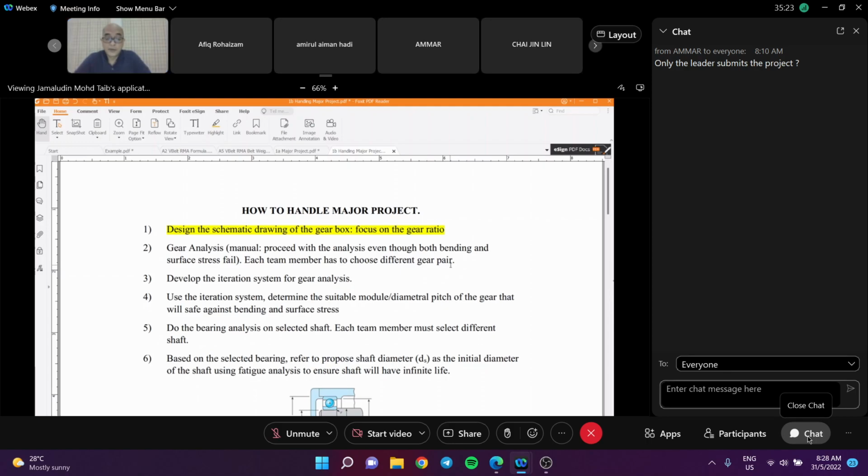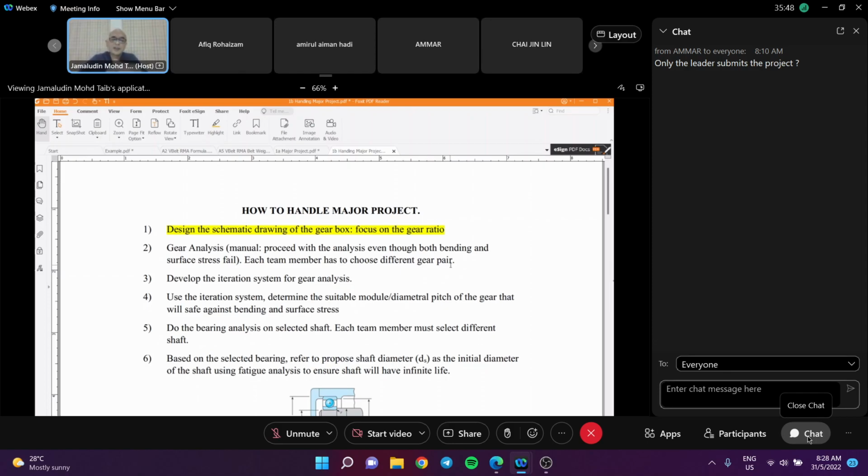Number 4, you are going to use the traction system to determine the suitable module or diameter pitch of the gear that will make sure both bending and surface stress are safe. Meaning that in my lecture it did mention roughly 1.2 to 1.5 for the surface stress, and the bending is going to be roughly 6.